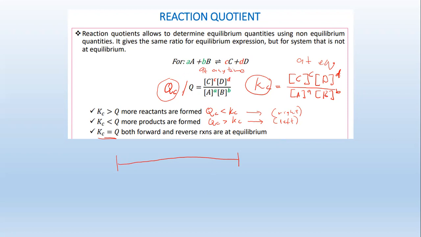Now, if you have a reaction like this, on your left-hand side you have your reactants, and on the right-hand side you have your products. So on this side of the timeline, I have my reactants, and on this side of the timeline, I have my products. Let me write it: the reactants and the products.